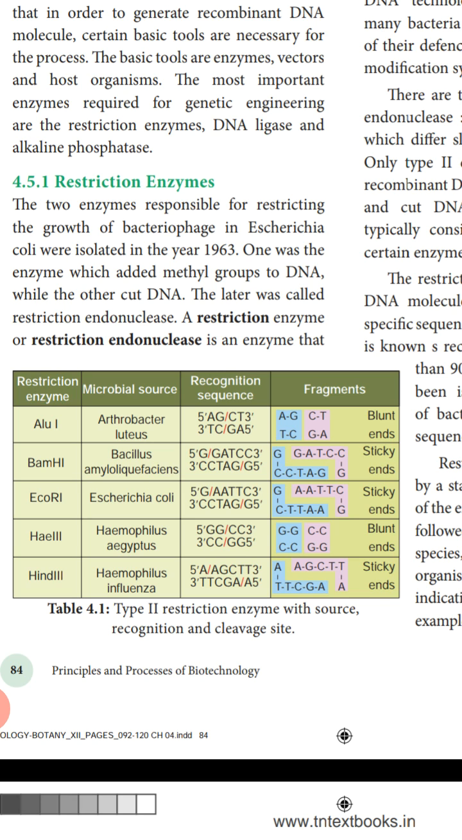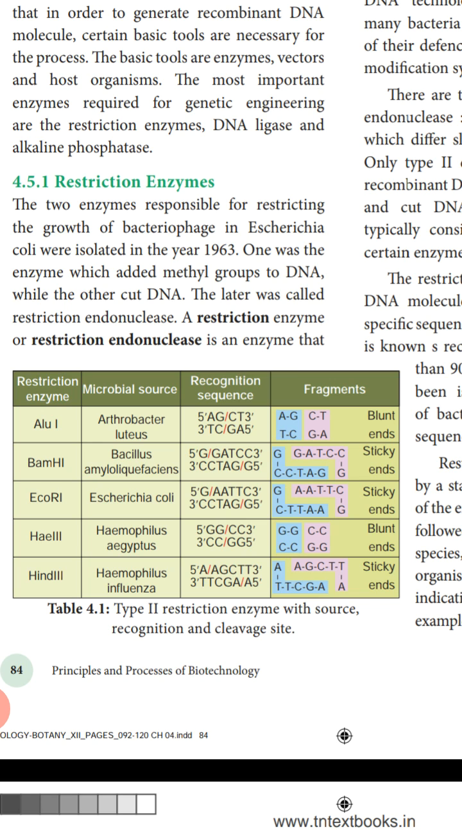The next type 2 enzyme is BamHI. The source is Bacillus amyloliquefaciens. Here the sequence of nucleotides from 5' to 3' is GGATCC, and the complementary strand sequence is CCTAGG. This restriction enzyme BamHI will cut the DNA sequence from 5' to 3' end at G.